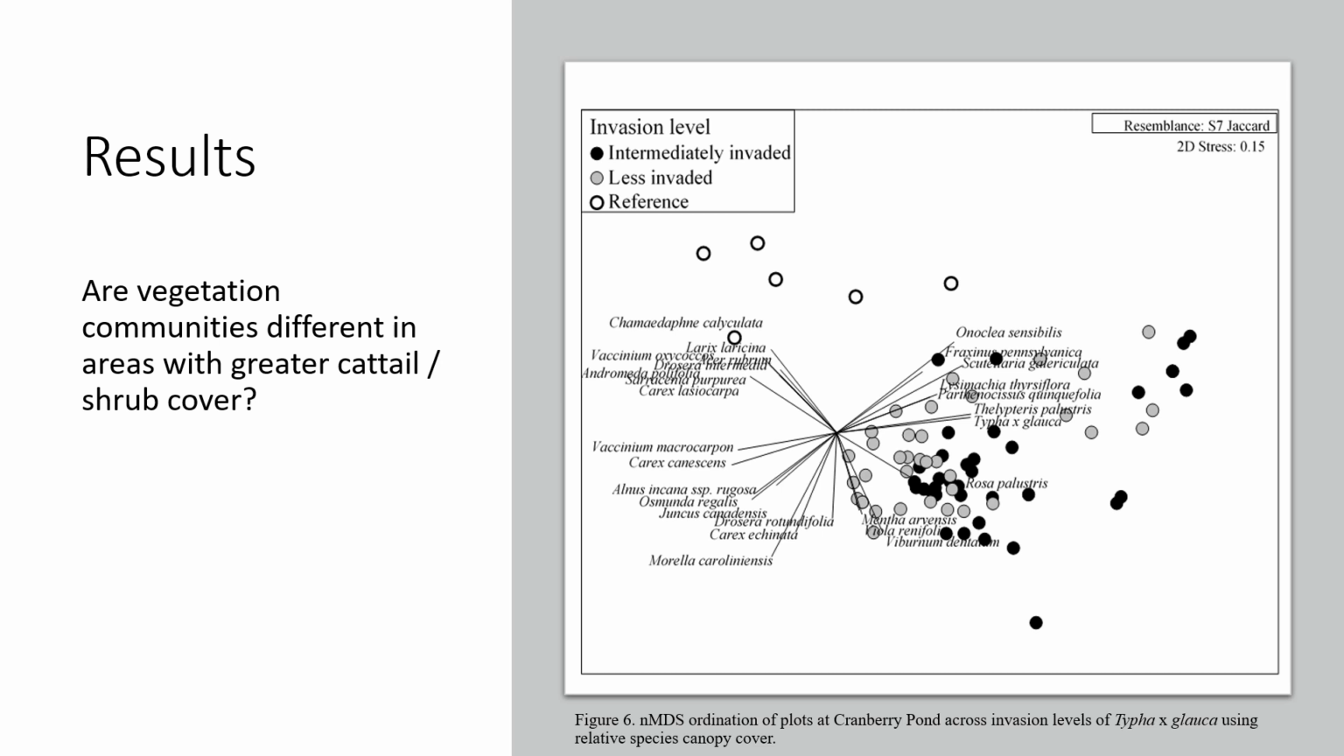My second question was, are vegetation communities different in areas with greater cattail or shrub cover? As you can see in Figure 6, Typha x glauca was associated with vegetation that had a lower affinity to high-quality habitats. Shrubs such as alder and morella were associated with vegetation that had a high affinity to high-quality areas and peatland-specific vegetation. You can also see that the reference site had different vegetation communities than that of our study site.